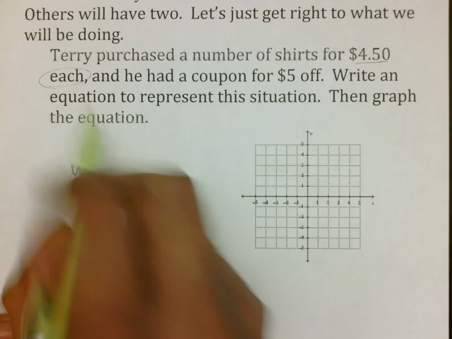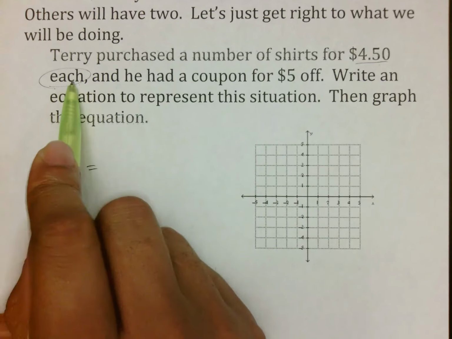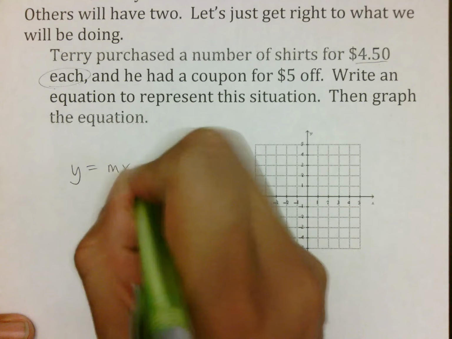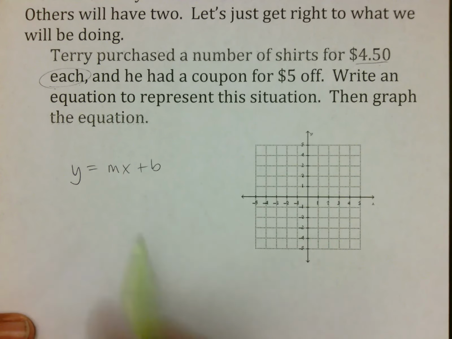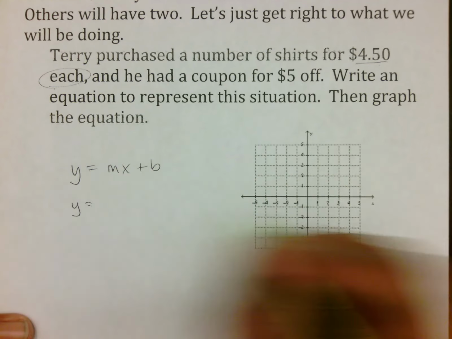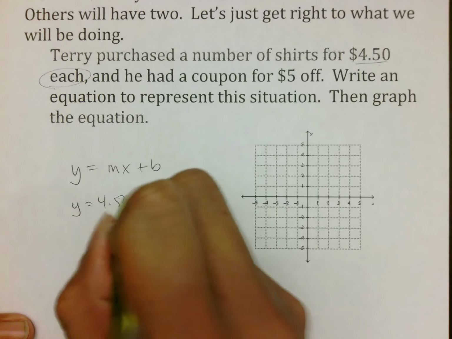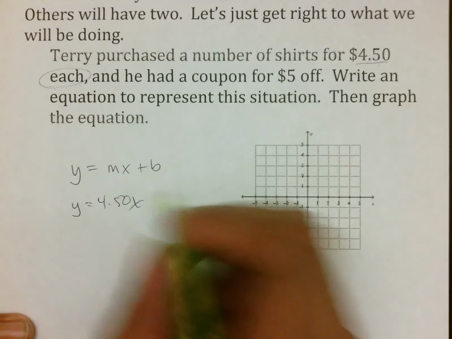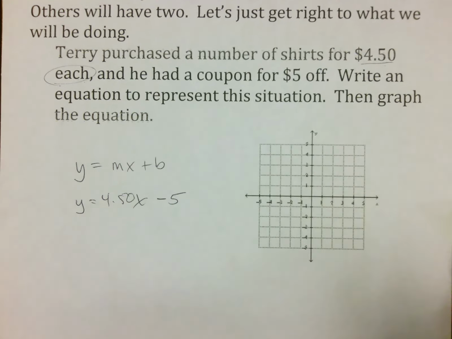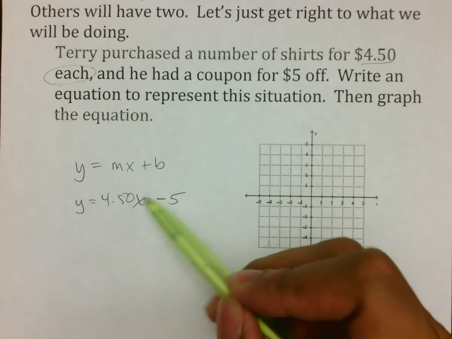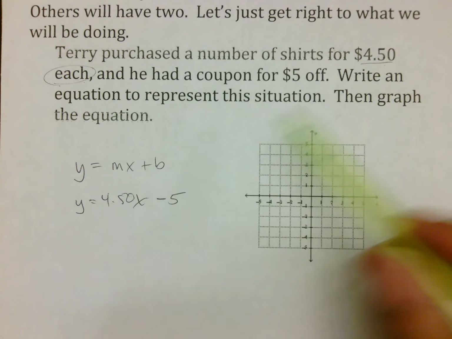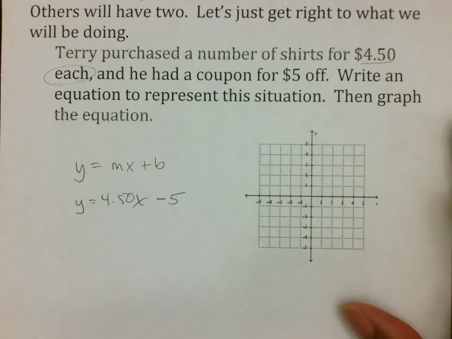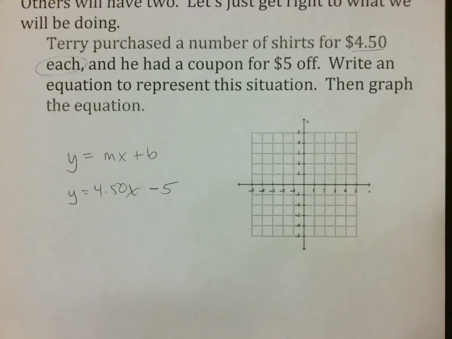Typically whenever there is only one variable, it's going to be y equals mx plus b, some sort. But it doesn't mean that's always going to be a plus. It just means that's typically your ideal situation. So you have y equals 4.50x, and it's $5 off, which means you're going to take $5 off of that price. $4.50 per shirt, and take $5 off the price. Not bad to understand, as long as you pay attention and make sure you understand it. That's your equation. Now they want us to graph it.